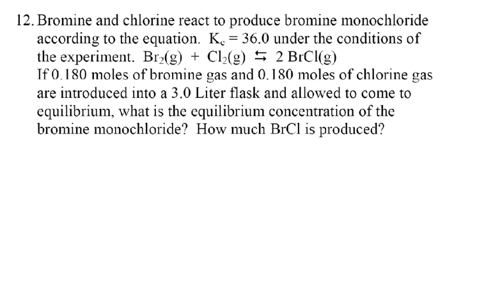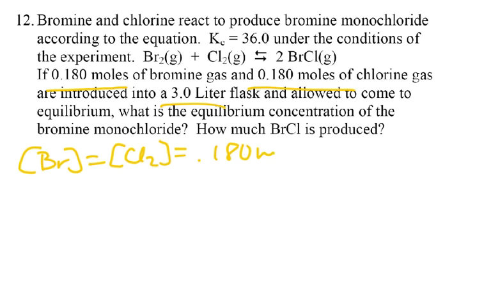Now, I'm done. Number 12. Bromine and chlorine react to produce bromine monochloride according to this equation. Under the conditions, there's the equation. If 1.8 moles of bromine gas and 0.18 moles of chlorine gas are in a 3-liter flask, we can already see that my concentration of bromine is going to equal my concentration of chlorine, and they are both going to equal 0.180 moles over 3 liters.